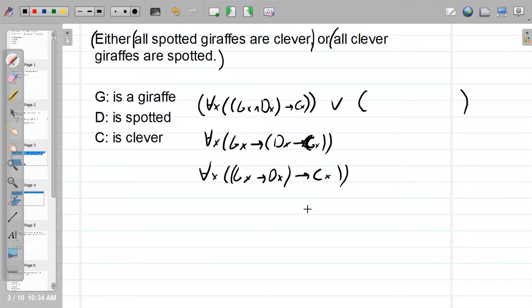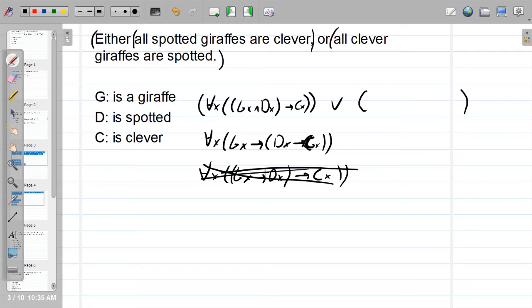Okay? And that sentence says that everything in the universe, except for things that are giraffes that are not spotted, is clever. Your dog is clever, probably. Your cat is clever, less likely. The stars are clever, the moon is clever. Everything in the universe is clever, except for giraffes that are not spotted, about which this sentence makes no claims. And that is not a valid way of symbolizing the sentence, all spotted giraffes are clever, right? So that is right out.